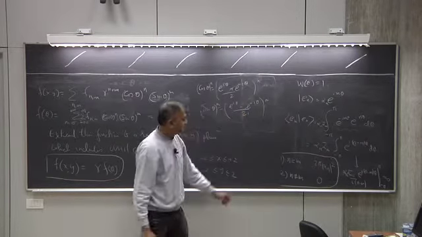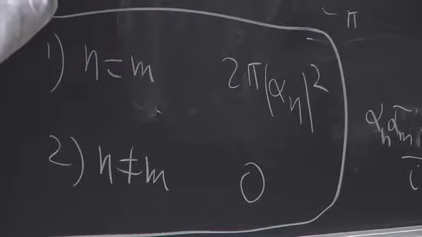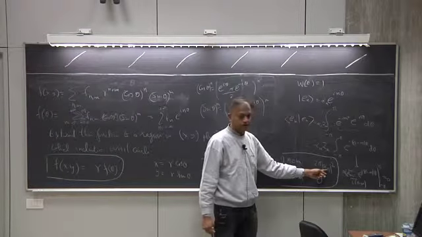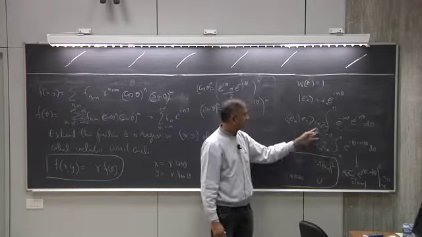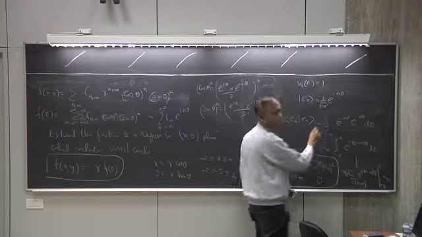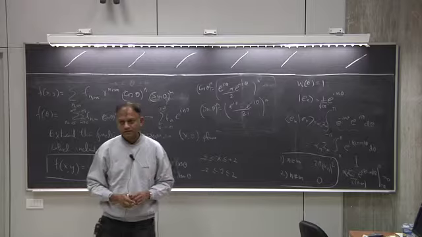So you see, indeed, these are orthogonal to each other. When n is not equal to m, it is 0, and when n is equal to m, it is 2 pi |alpha n| squared. So I can even choose alpha n to be simply 1 over root 2 pi, and then it will be orthonormal. So it's an orthonormal set of functions.